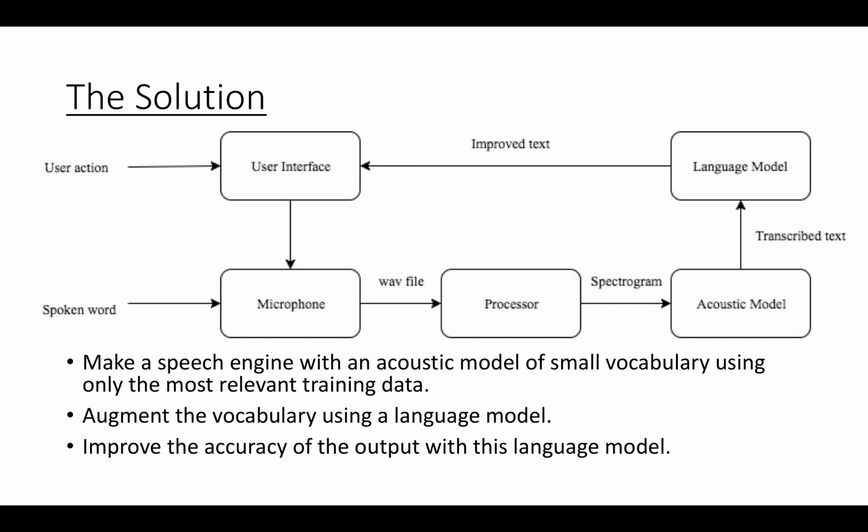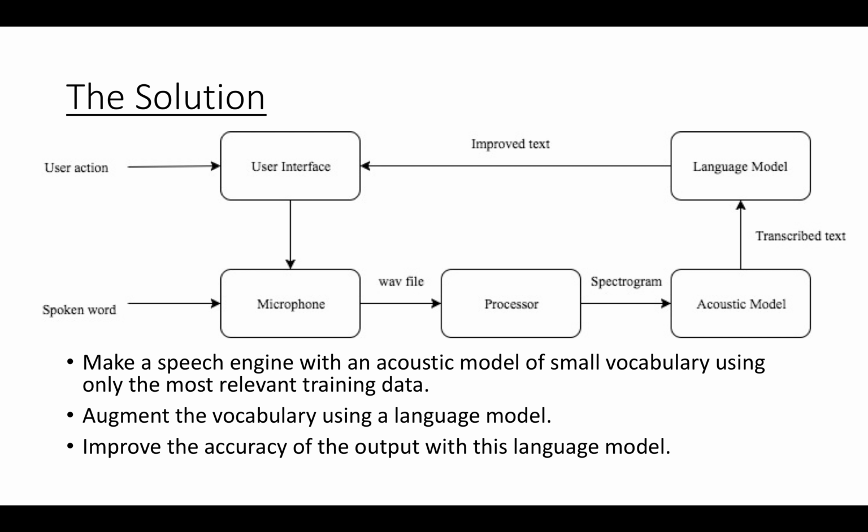Our solution makes an acoustic model with a small vocabulary. We search through a large corpus of text and find the most common words. We then find the audio files which only contain these most common words and train our acoustic model on these files. The idea here was that by using a smaller vocabulary, we would be giving the neural network a smaller state space on which to train.